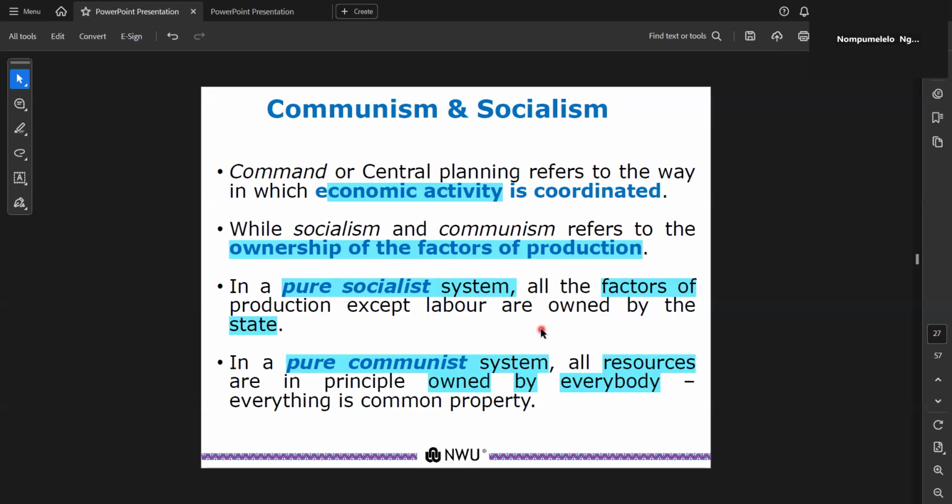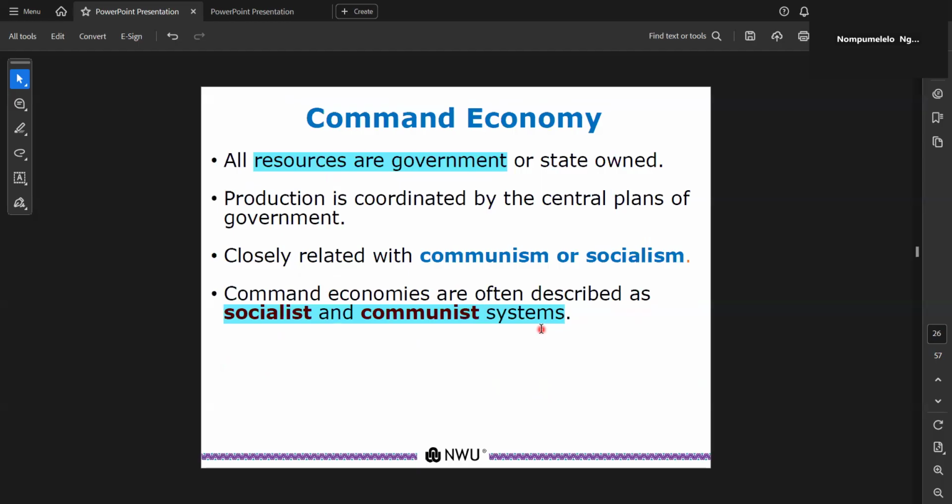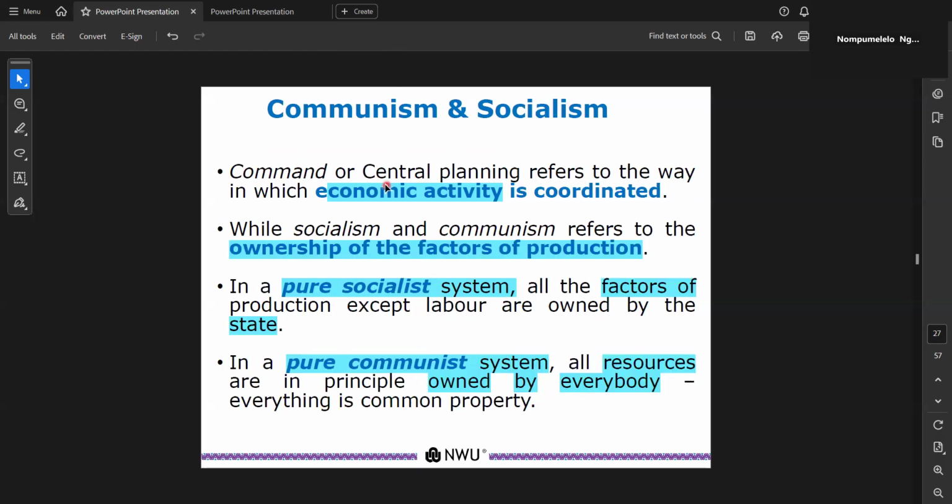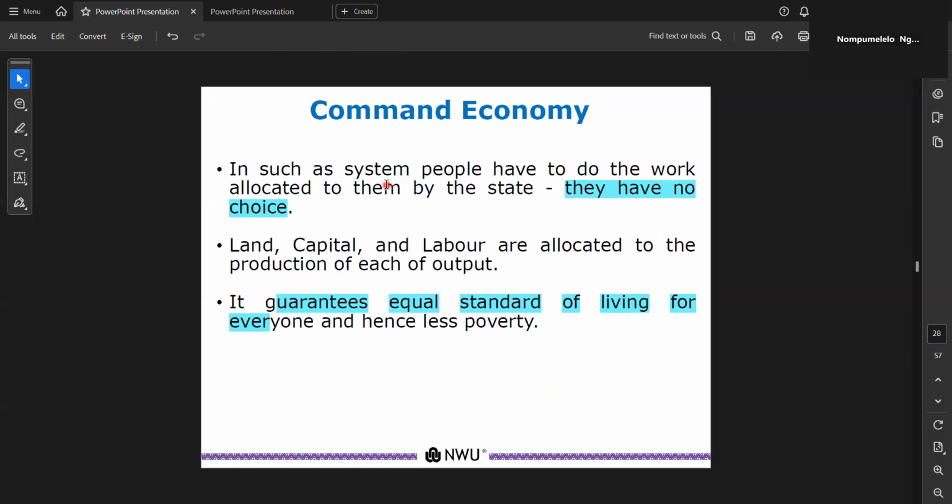For now, we're just supposed to know the command economy and who owns the resources, which is the government, state owned, and also to know its problems. But we can also do this slide as well. Here they say that in such a system, people have to do work allocated to them by the state. They have no choice, because all the resources are owned by the government. The government calls the shots. Land, capital, and labor are allocated to the production of each of the outputs.